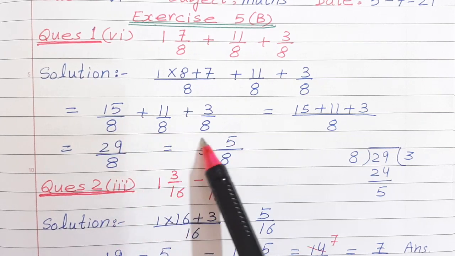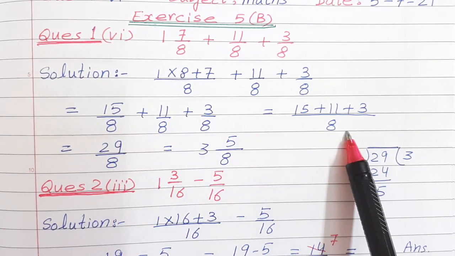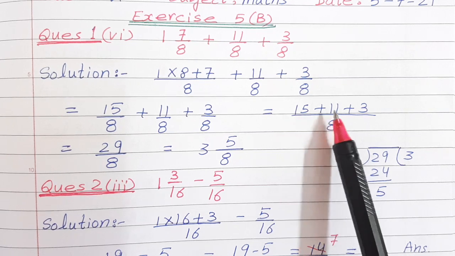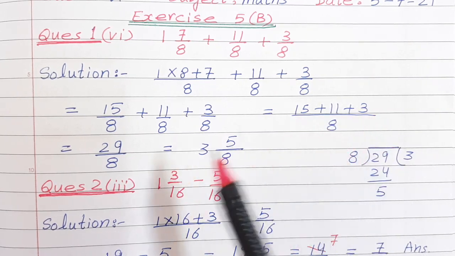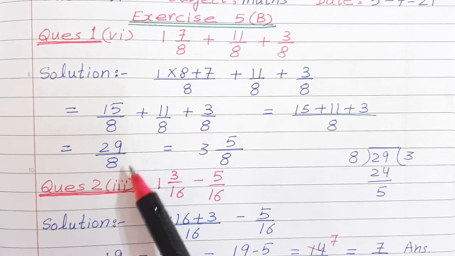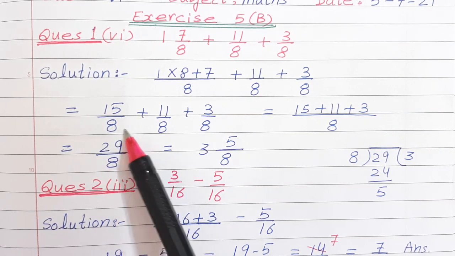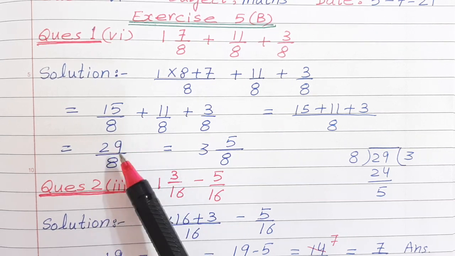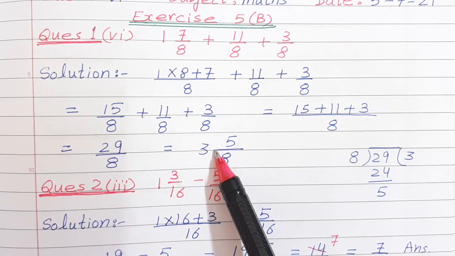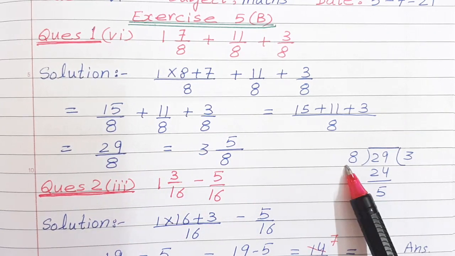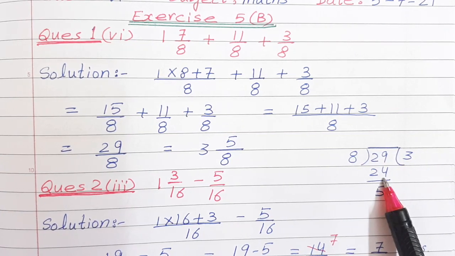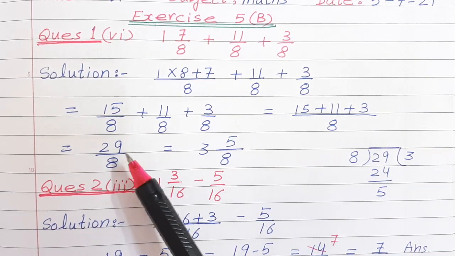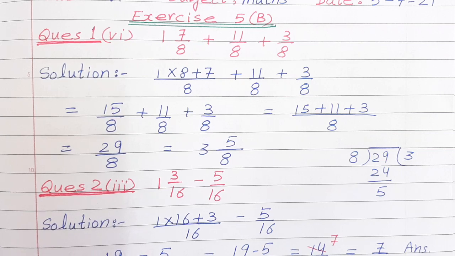Now the LCM of the denominator is 8 only, right? So no changes in the numerator. As it is we will take. So 15 plus 11 plus 3 upon 8. The answer is 29 upon 8. Now again children, this is an improper fraction and we never leave our answer in improper. We always convert into mixed fraction. So how to do so? 8 3s are 24 and 5 is remainder. So 8 3s are 24 plus 5 is 29. I hope it is clear to everyone now.